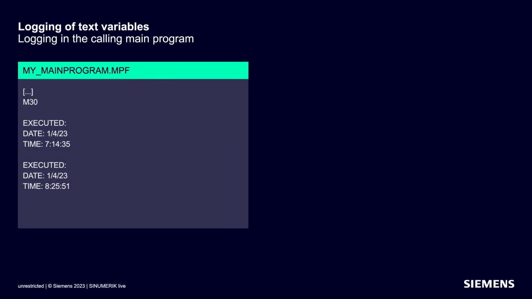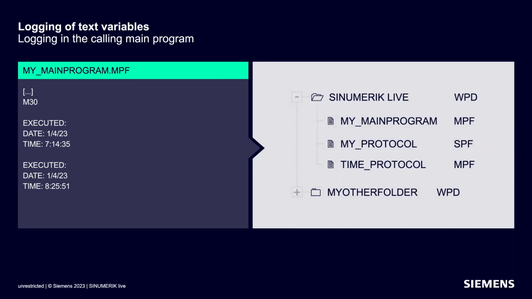If we look at the main program now, we notice that our message lines have been added after M30. Each program call has been logged here with date and time. And we can see in the workpiece folder that the log file is now the main program.